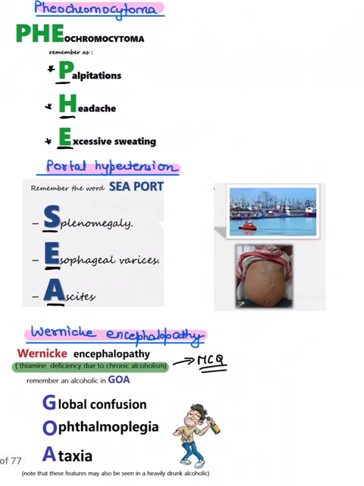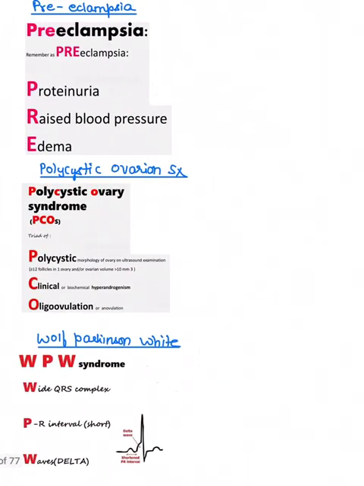And if you go on a Goa trip, most likely you are to consume alcohol and it's very cheap over there. So how can you remember it? G is for global confusion, O is for ophthalmoplegia, and A is for ataxia. You will be confused after drinking. Okay, ataxia, you won't be able to walk, you will be shaking. Like this photo is represented here, a global ataxia and confused.